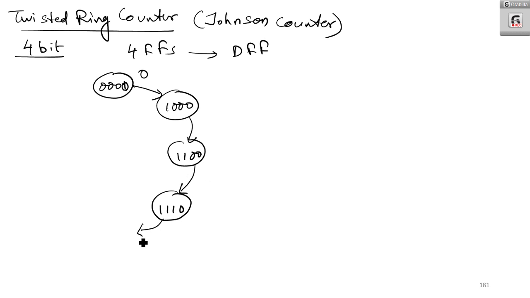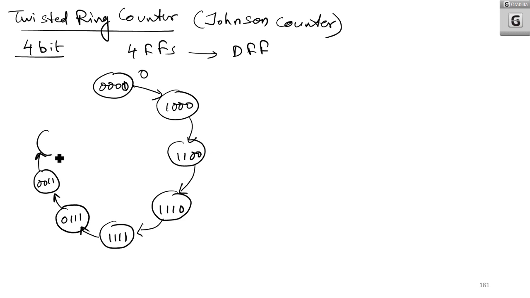Then comes 1, 1, 1, 1. So you will get 1, 1, 1, 1. Now all bits are 1. Now again 0 will come in. It will go as 0, 1, 1, 1. Then comes 0, 0, 1, 1.